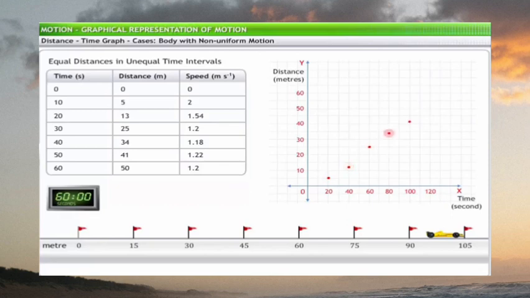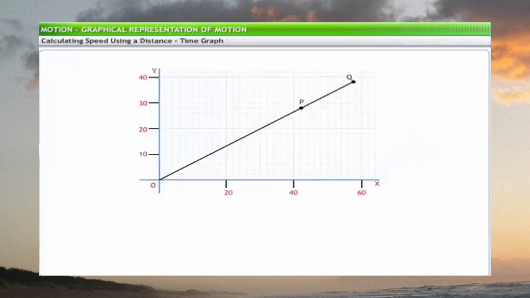Now let us consider a body moving unequal distances in equal time intervals. As you can see, a graph plotted based on the data provided again shows a curve. Now, let's look at how we can use the distance time graph to make deductions about speed. To determine the speed of an object, consider a segment PQ of the distance time graph of an object in uniform motion.